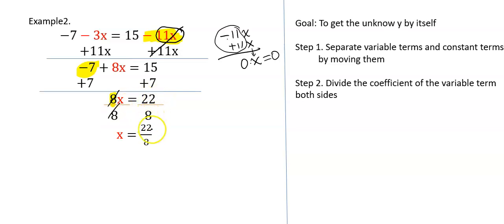Now 22 over 8 is a fraction. We just need to make sure this fraction is simplified. Notice 22 and 8 both have 2 in common. So let's go ahead and divide both the top and the bottom number by 2. 22 divided by 2 is 11, and 8 divided by 2 is 4. And now 11 and 4 don't have anything in common. So we can stop there because this is the simplest form.